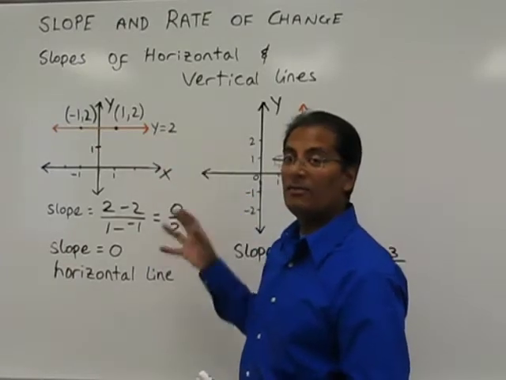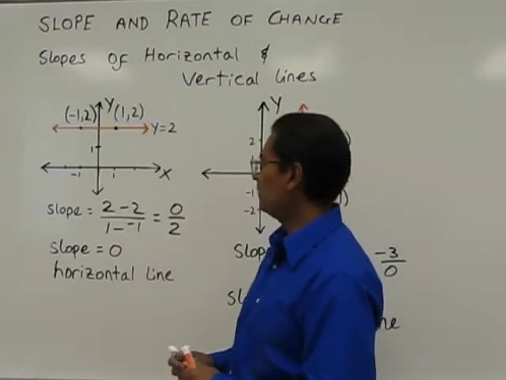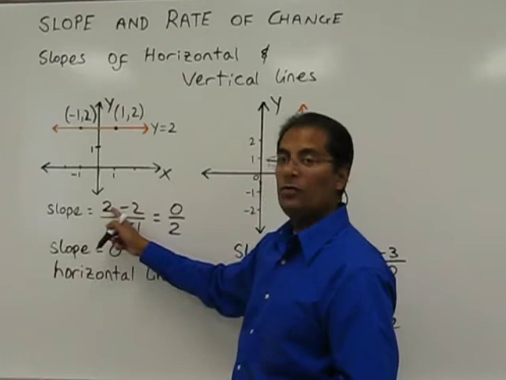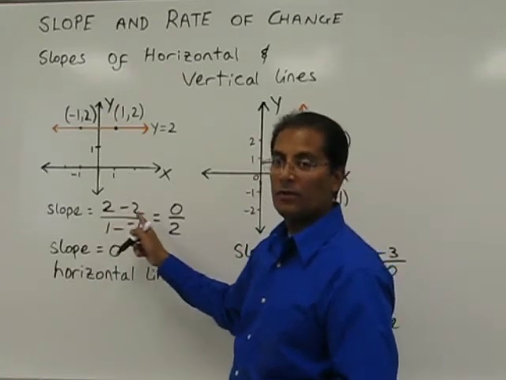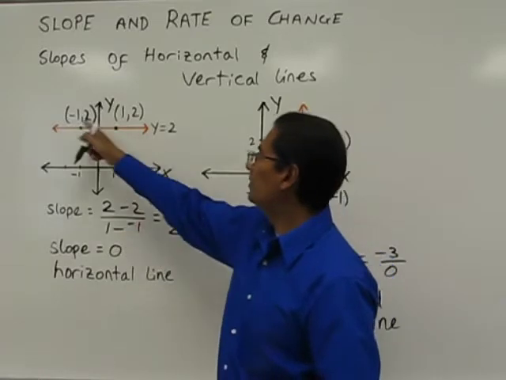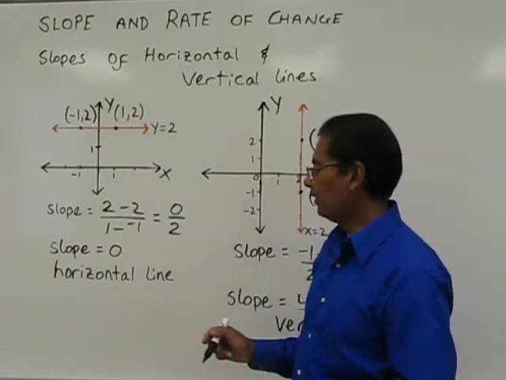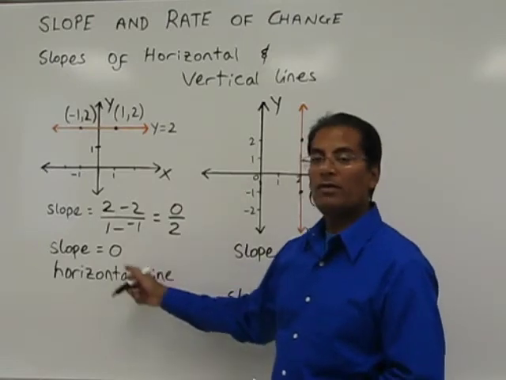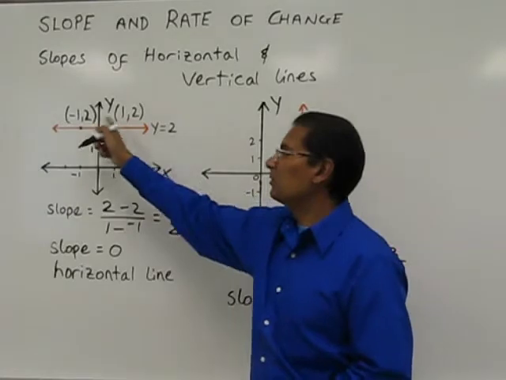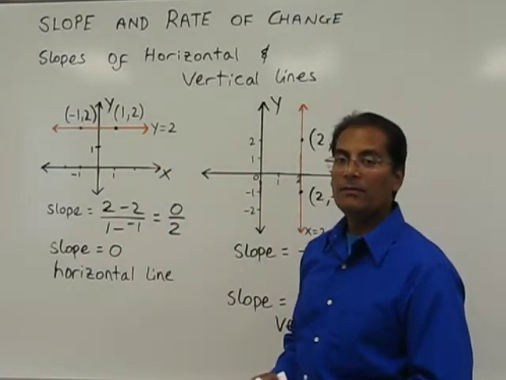If we take the difference y2 minus y1 to find the slope, divided by x2 minus x1, we get 2 minus 2, divided by 1 minus -1, which gives us 0 over 2, which is 0. So the slope of any horizontal line is always 0 because the y coordinate is always the same. So a horizontal line has a slope of 0.